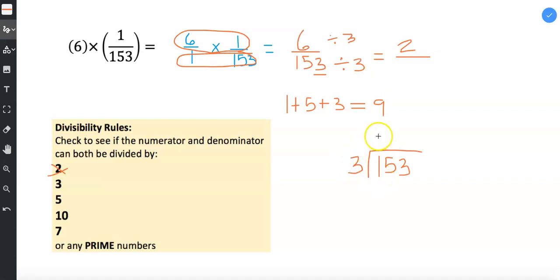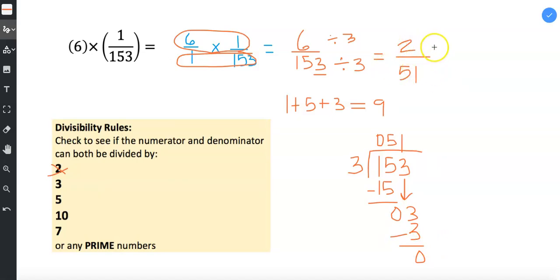3 goes into 1, 0 times. 3 goes into 15, 5 times. 5 times 3 is 15. 15 minus 15 is 0. Then you have to bring down the 3 before you ask yourself the question, how many times does 3 go into 3? That would be 1 time. Remainder 0, and there's nothing to bring down. So 153 divided by 3 is equal to 51.